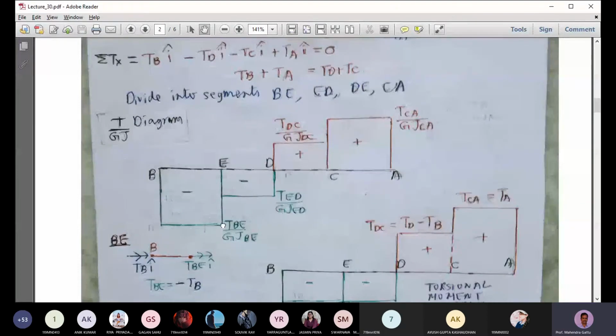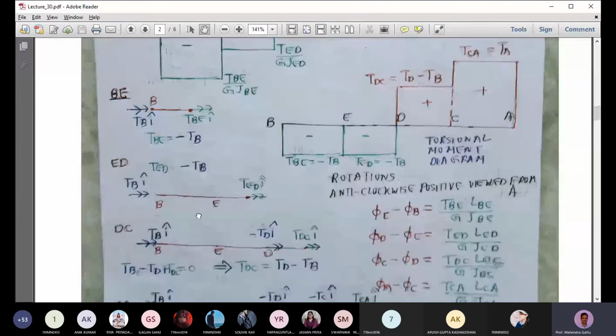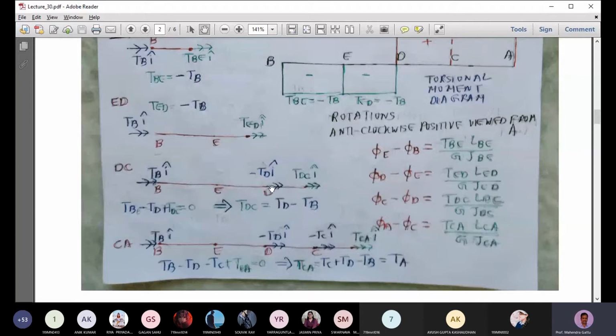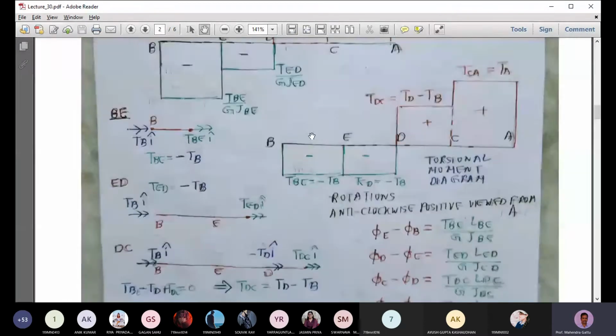So we will draw the segment BED, that portion, and there is this segment in between D and C. At B we have TB i cap, at D we have minus TD i cap, because it's acting in the leftward direction, the other direction. And at the right surface we will have the torsional resistance TDC i cap, that is the torsional resistance in segment DC. If you do the balance, TB minus TD plus TDC is 0, so TDC will be TD minus TB.